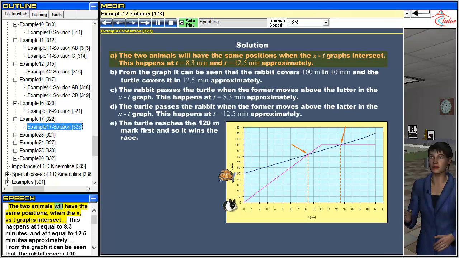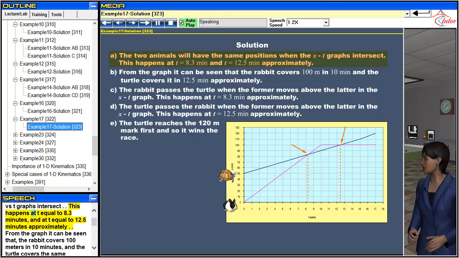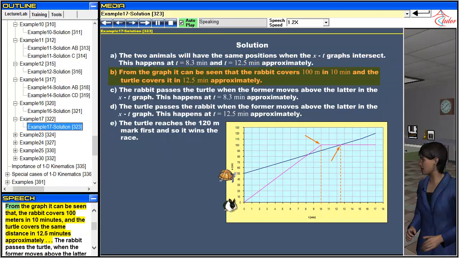The two animals will have the same positions when the x versus t graphs intersect. This happens at t equal to 8.3 minutes, and at t equal to 12.5 minutes approximately. From the graph it can be seen that the rabbit covers 100 meters in 10 minutes, and the turtle covers the same distance in 12.5 minutes approximately.